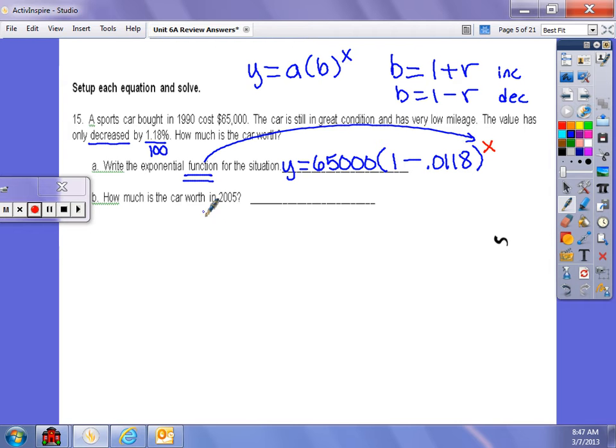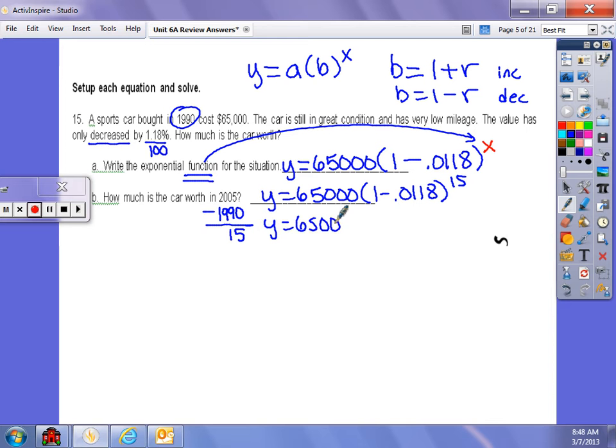Now how much is the car worth in 2005? That is 15 years after 1990. So just plug in 15 for x. Notice where the 15 goes. And then you can just solve. Now you don't have to do this second step. This is fine. But just put that in your calculator. And you find out that the car is worth $54,398.40. So make sure you show your work.